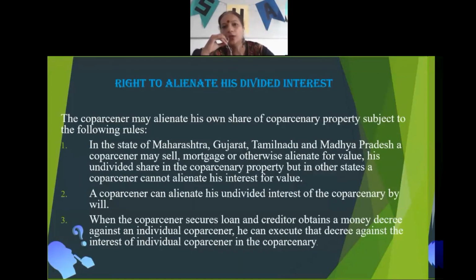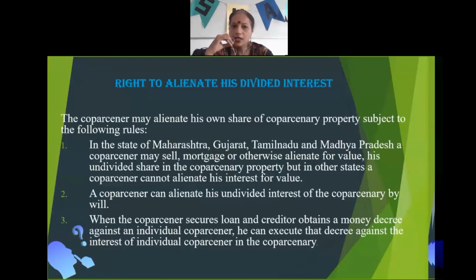Next is the right to alienate his undivided interest. The coparcener may alienate his own share of coparcenary property subject to the following rules. As we have said, unless and until it is partitioned, it cannot be alienated. Here there are basically three rules by virtue of which a coparcener can have his own share in the coparcenary property alienated.